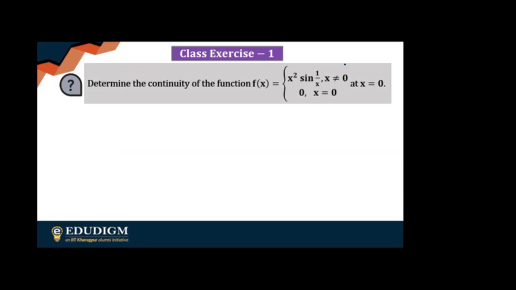Now we have to determine the continuity of this particular function at x equals to 0. This is something that I have already done with you people. This sine 1 by x has an oscillatory discontinuity at x equals to 0. But as you see, we have this accompanied by x square here. Now, this will be very interesting to see how this changes the entire course of continuity.